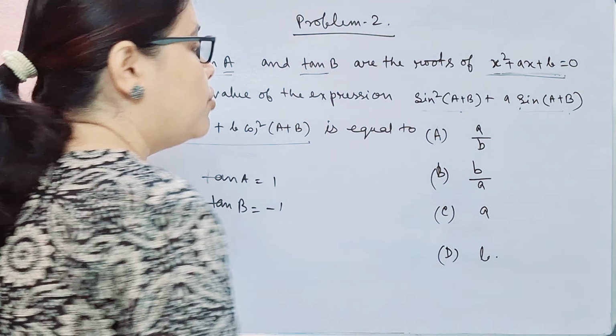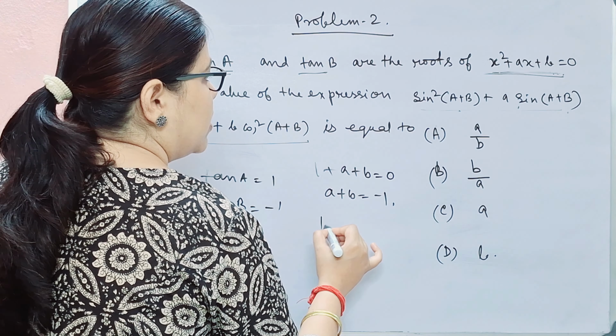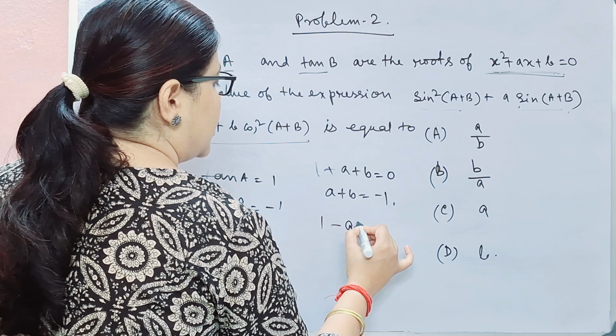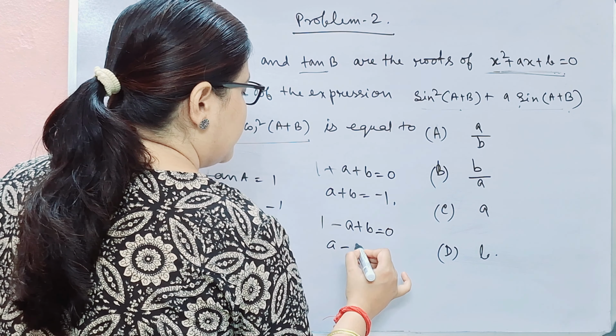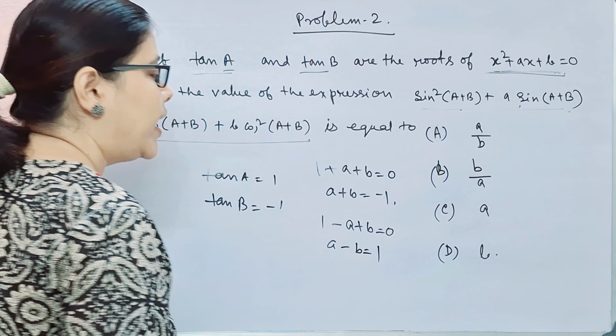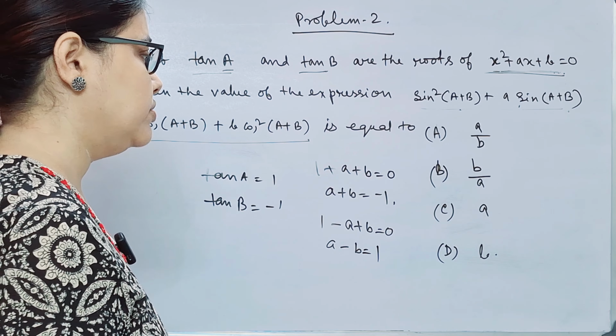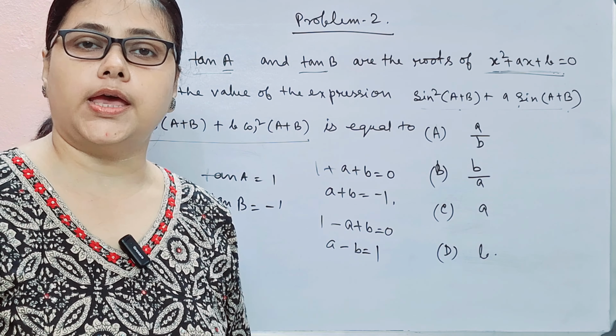So putting the value 1 in this equation, we get 1 plus A plus B equals 0, that is A plus B equals minus 1. And putting the value minus 1 in this equation, we get 1 minus A plus B equals 0, that is A minus B equals 1. We can easily solve these two equations and get the values of A and B.